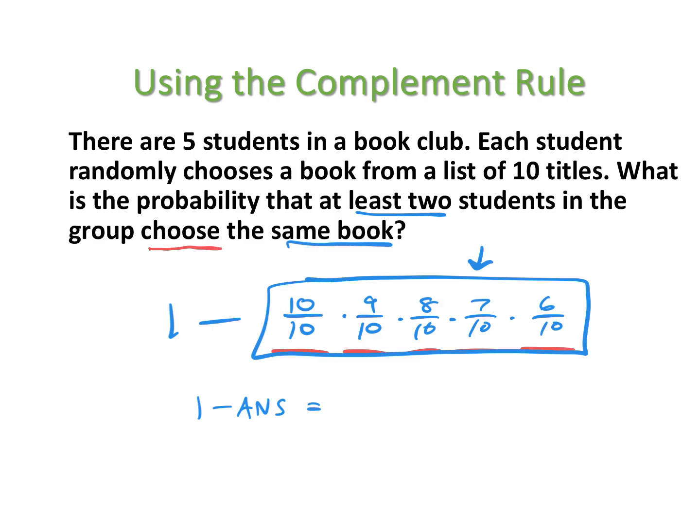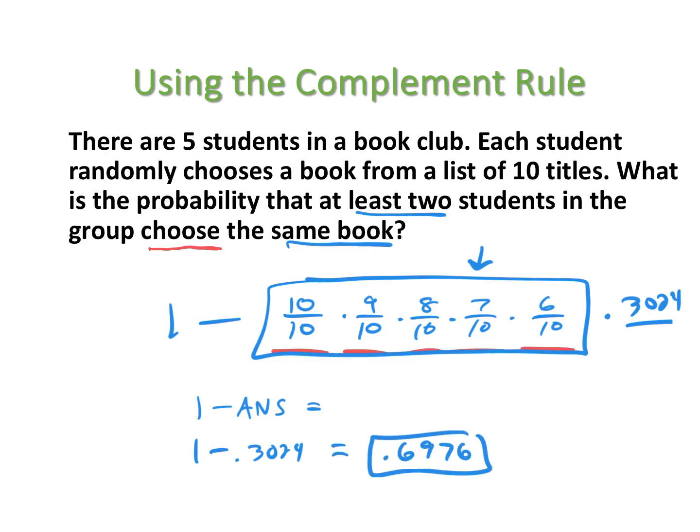We're going to leave these as decimals here because it's going to be kind of hard for us to change a lot of these as fractions. So if you did this on your calculator, I think this ends up being a 0.3024 probability of the event not happening. So if I do 1 minus the 0.3024 on my calculator, I will get an answer of, looks like, 0.6976. So this would be the decimal form, and as a percentage, that would be 69.76% of them choosing the same book.